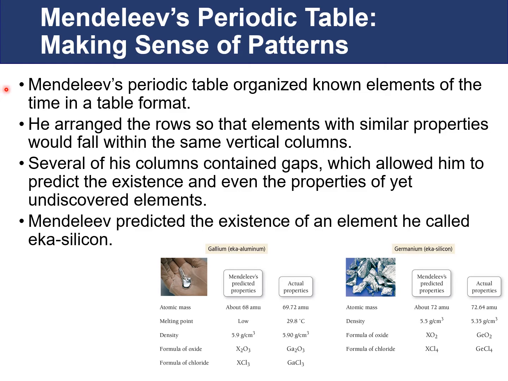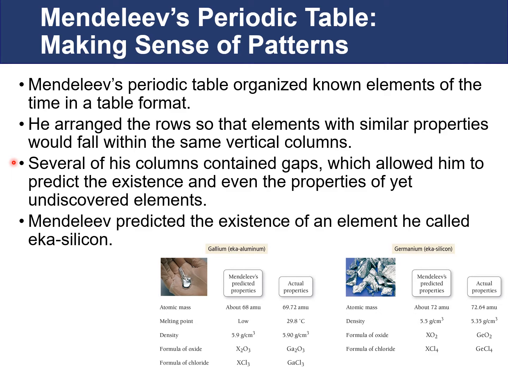By taking into account the repeating patterns that he noticed in the reactivity of the elements, Mendeleev's periodic table was organized so that the known elements at the time were put into a table-like format. He arranged the rows so that the elements that had similar properties would fall in the same vertical columns. What made Mendeleev's periodic table unique was that he used it to predict things.